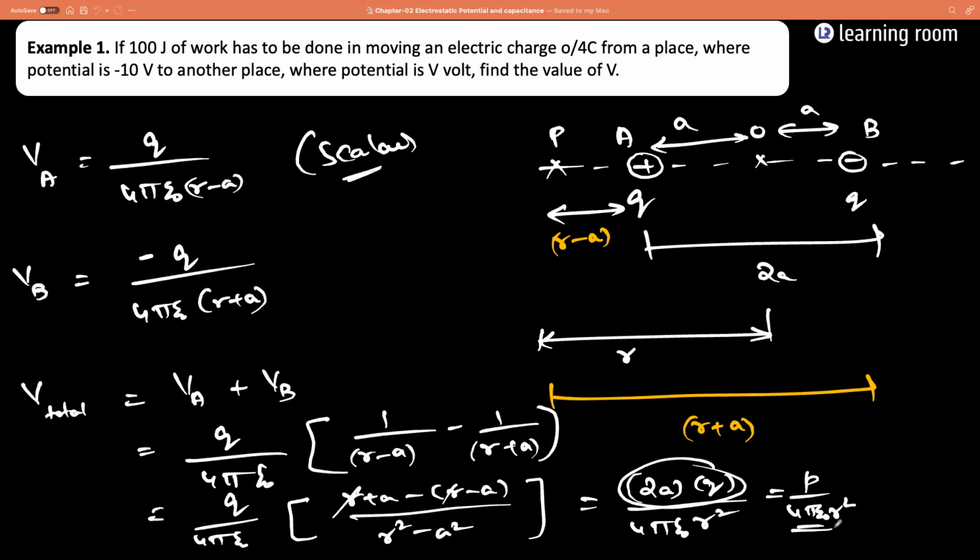Okay. Suppose you want to calculate the same potential due to a dipole at an equatorial point. What is the answer? 0, sir. 0. Right. Next.